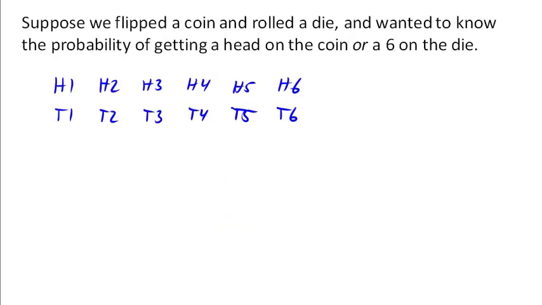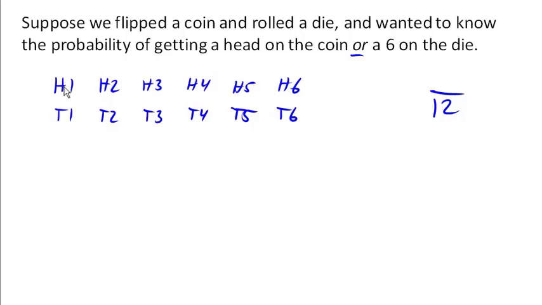Now, suppose we flipped a coin and rolled a die, and we wanted to know the probability of getting a head on the coin or a 6 on the die. This is different than the problems we did earlier, where we were looking for the probability of both, the "and". The easiest way to do this for a simple problem like this is to ask, how many of these 12 outcomes have a head on the coin or a 6 on the die?